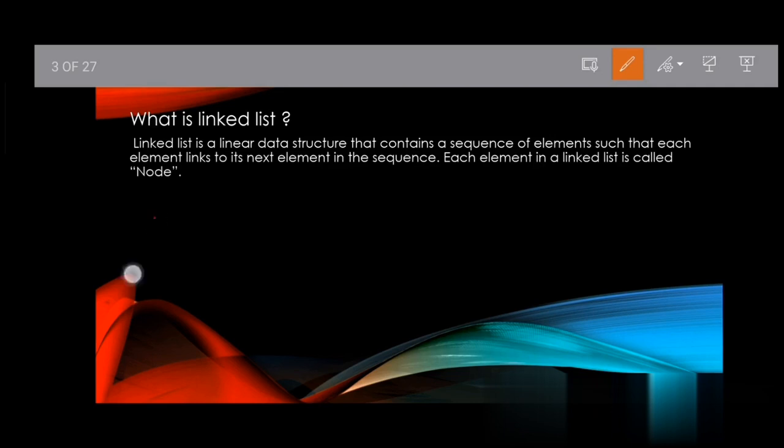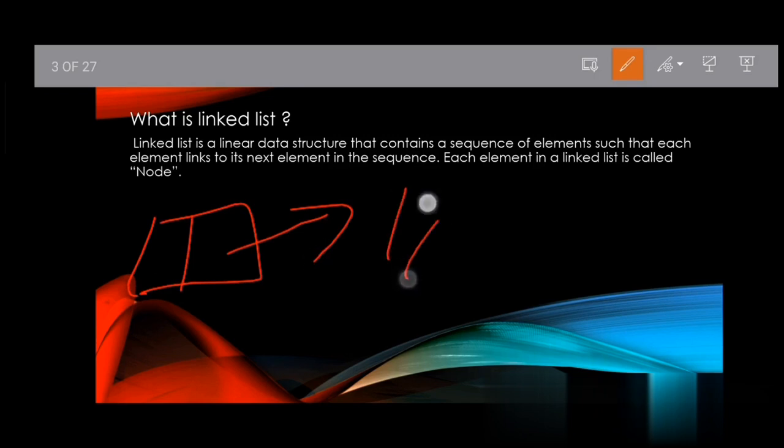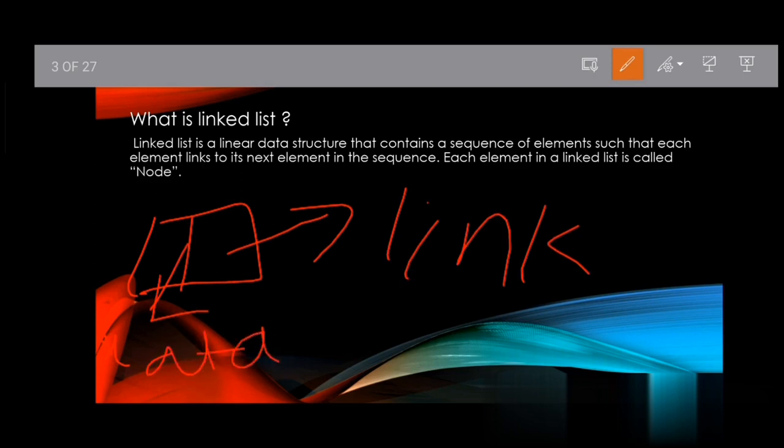In single linked list, in every node there will be two parts. First one is link part, and another one is data part. In the link part, it stores the address of the next node, and in the data part, we store the required data which we want to store in the nodes.